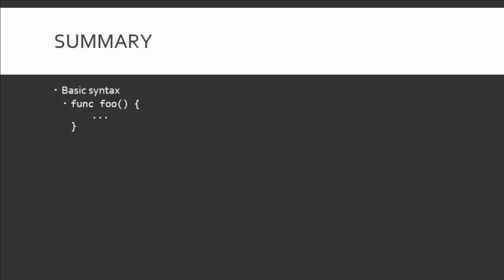Then we follow with a matched set of parentheses. And then we have an open and closed curly brace. Now the open curly brace has to be on the same line as the func keyword, and the closed curly brace has to be on its own line after the final statement of the function.